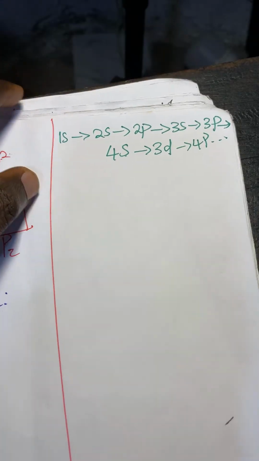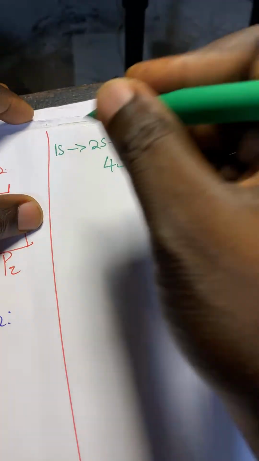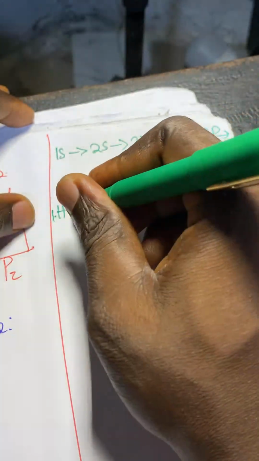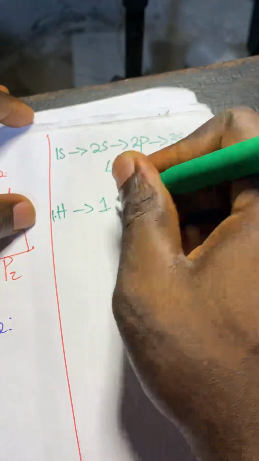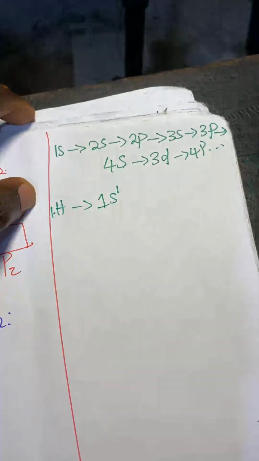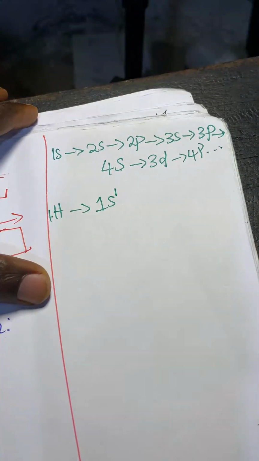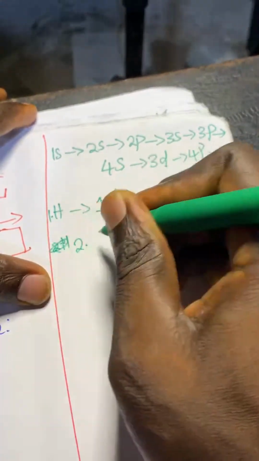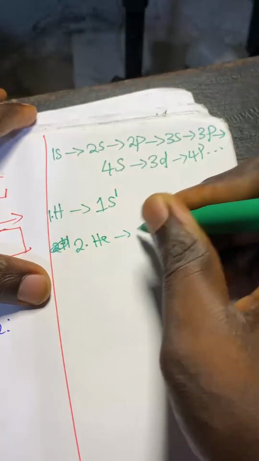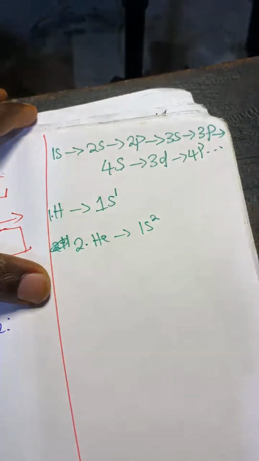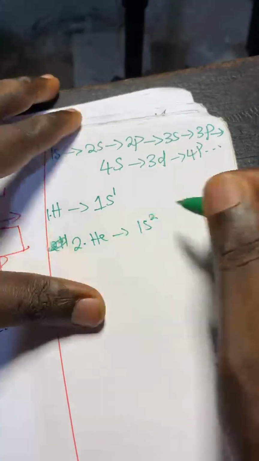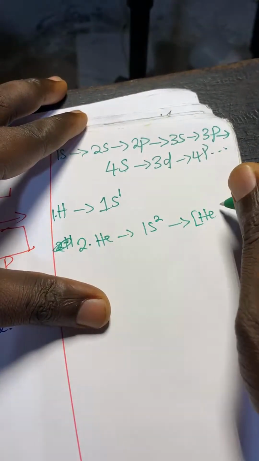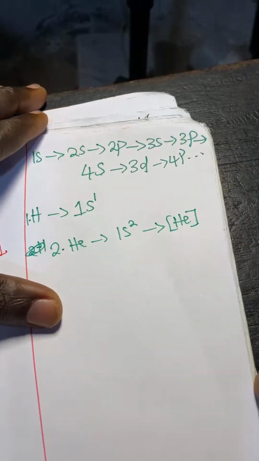So that is it. Now, for instance, for your first 20 elements, hydrogen, being number 1, you just put it as 1s1. You stop at that. Then when you go to number 2, which is helium, you become 1s2. And this is a noble gas. You can also have the noble gas representation as this.